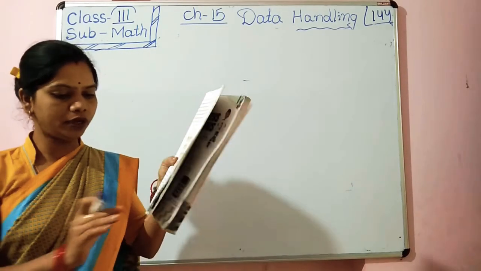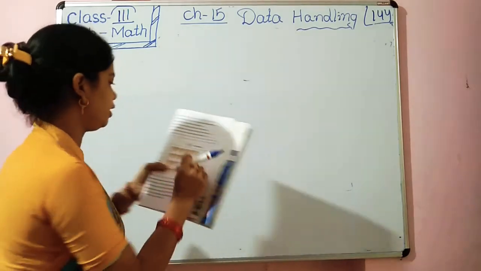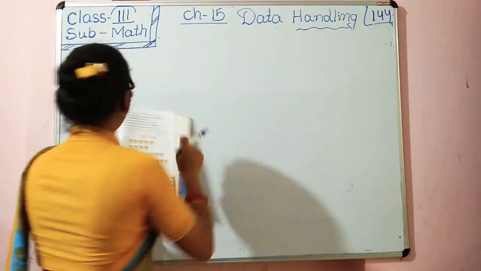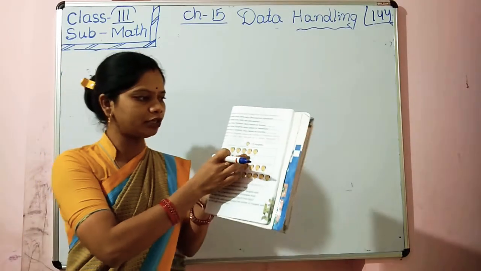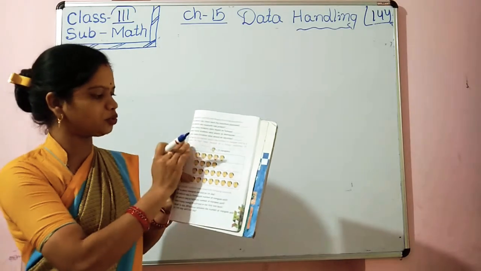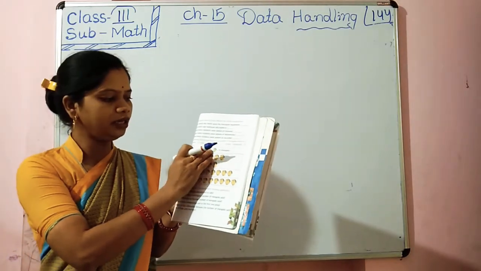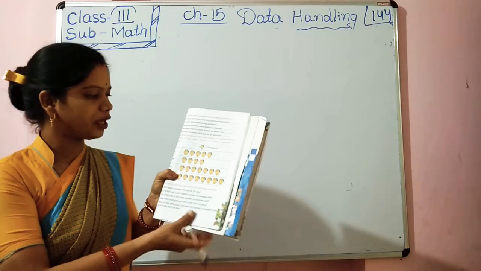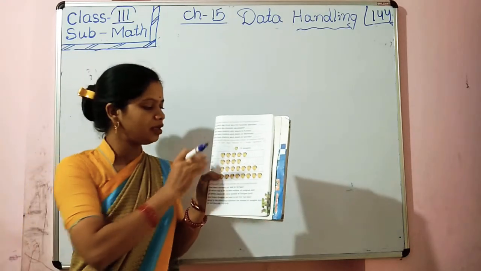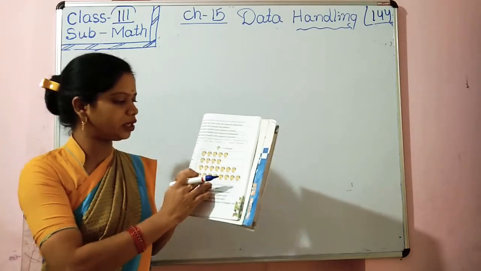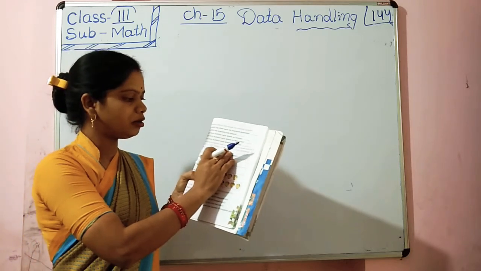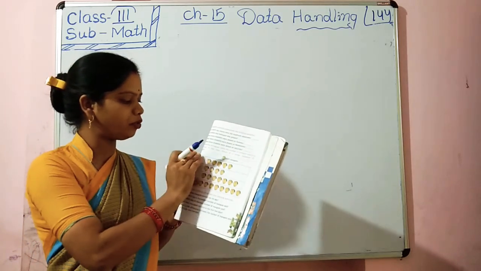Children, page number 149 देखो. Here देखो the following pictograph. The following pictograph shows the number of mangoes sold by the fruit seller in 4 days. Okay, a fruit seller sells mangoes in 4 days. He is selling. The picture of the mango represents.